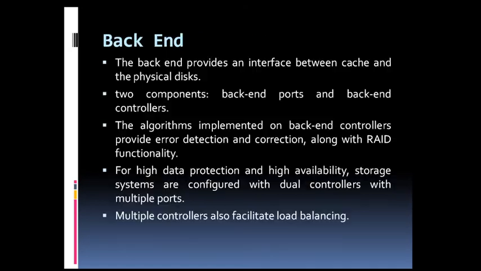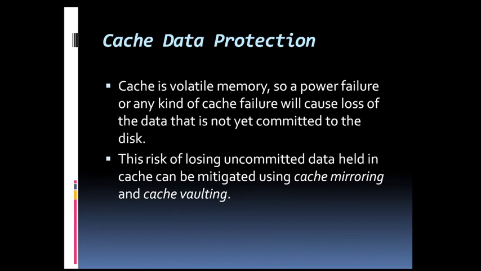First is cache mirroring. Each write to cache is held in two different memory locations on two independent memory cards. So if a cache failure occurs, the write data will still be safe in the mirrored location and can be committed to the disk. Reads are staged from the disk to the cache. Therefore, if a cache failure occurs, the data still can be accessed from the disk. Because only the writes are mirrored, this method results in better utilization of the available cache.